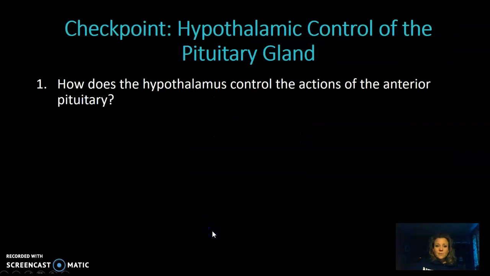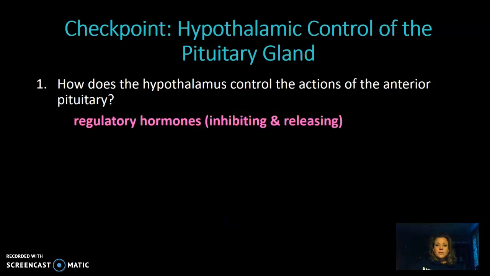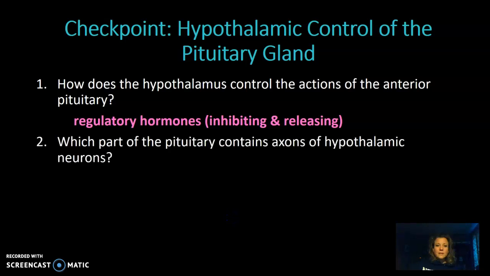All right, let's see how well you were paying attention. Number 1, how does the hypothalamus control the actions of the anterior pituitary? Through regulatory hormones, both inhibiting and releasing. And number 2, which part of the pituitary contains axons of hypothalamic neurons? The posterior.